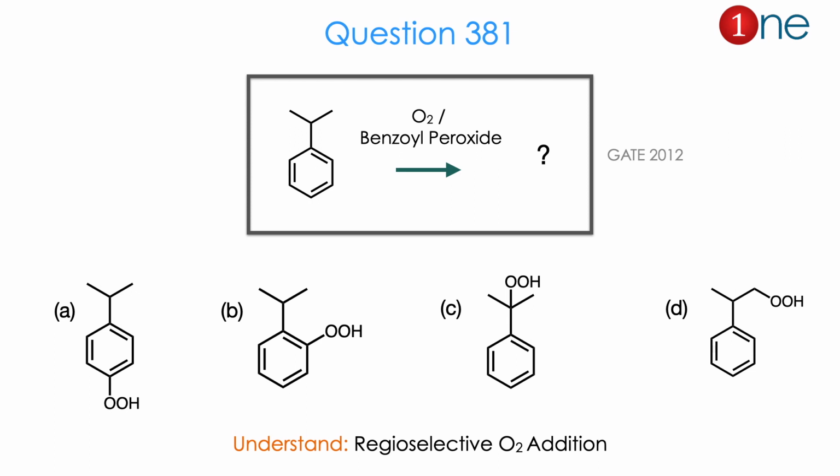Let us see the first question. Starting material is a substituted benzene. Isopropyl group is attached. You are reacting it with oxygen and benzoyl peroxide. They ask you to find the product. The products differ in the O2H position, whether it is in para or meta, or in the substituted carbon or in the side chain carbon. So from the substituted benzene and 4 different products, you might realize the question is really about regioselective O2H addition. The answer is C. Let us see how.